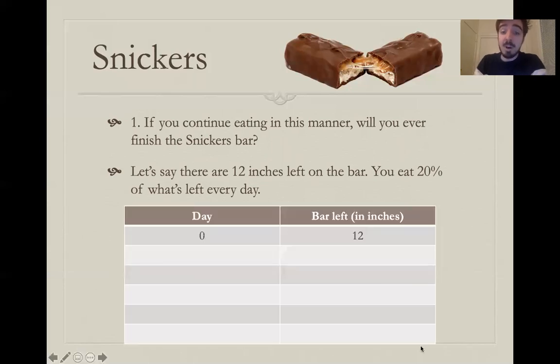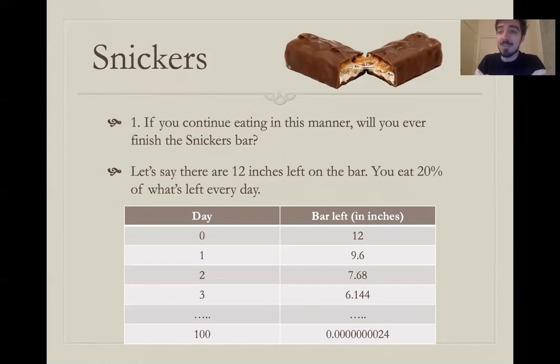So initially you have 12 inches. Then the next day you eat 20% of that, right? You're down to 9.6 inches. Then you eat 20% of that, you're down to 7.68 inches, and 6.144. If you get down to, say, day 100, this is how many inches of Snickers you have left. If we keep on taking off 20%, we're actually never going to get to 0.